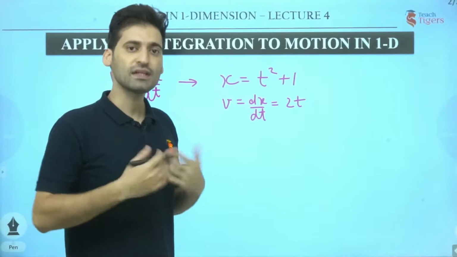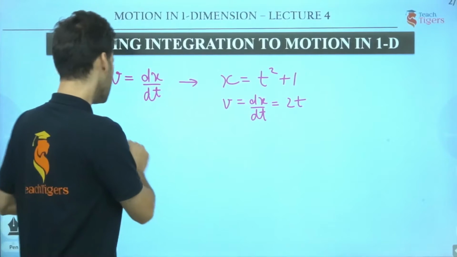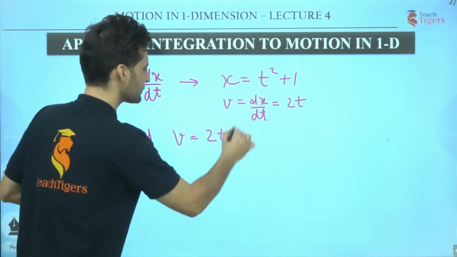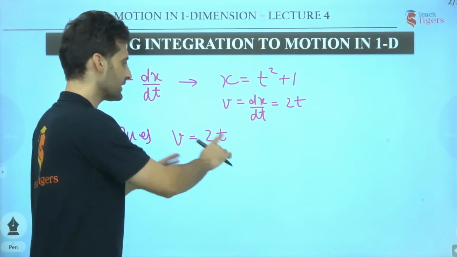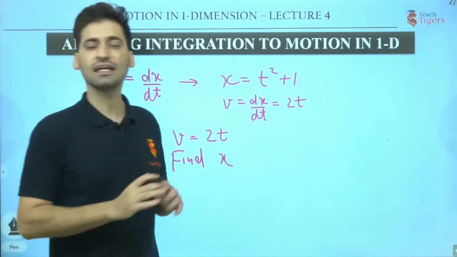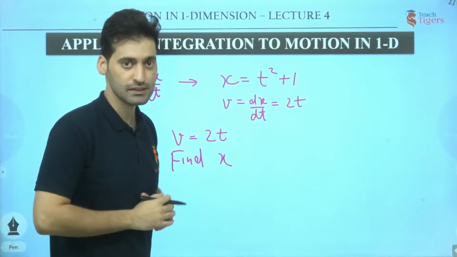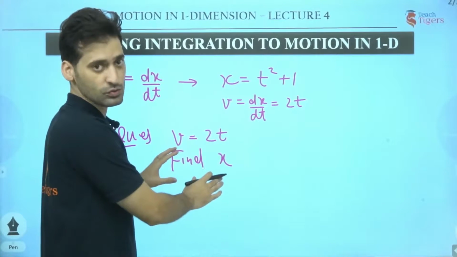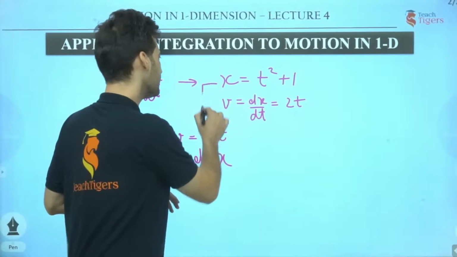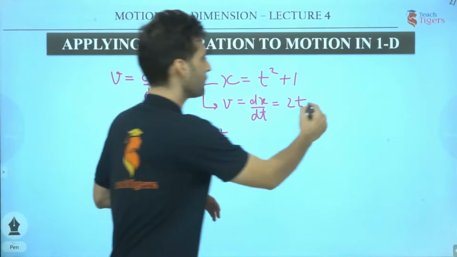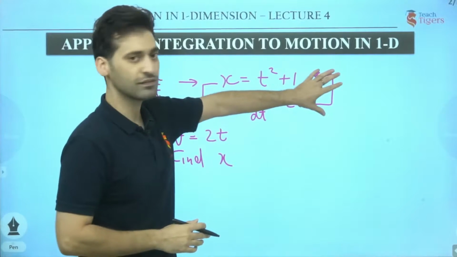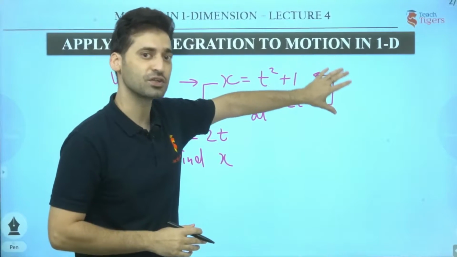But now what if I tell you it is given like this? Let's say v is 2 into t. There is a relation between v and t. Find the relation between x and t. So if it is given like this, how would you do it? In that case, we are going to apply the reverse process. As you know, this way it goes differentiation, and if I want to reverse this process, this way it will go integration. We will have to use some integration formulas.